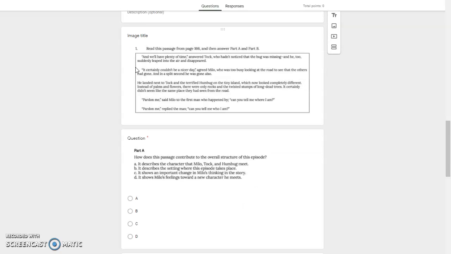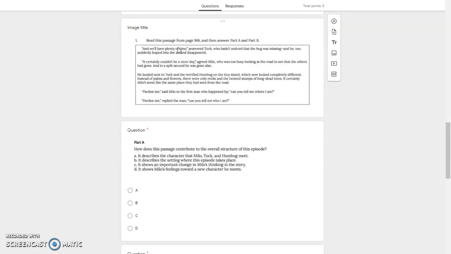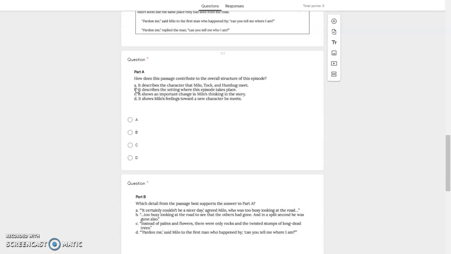Okay? So you're going to read the passage from page 166 that answers Part A and B. So you need to read this right here. I'm not going to read it aloud to you. Part A. How does this passage contribute to the overall structure of this episode?